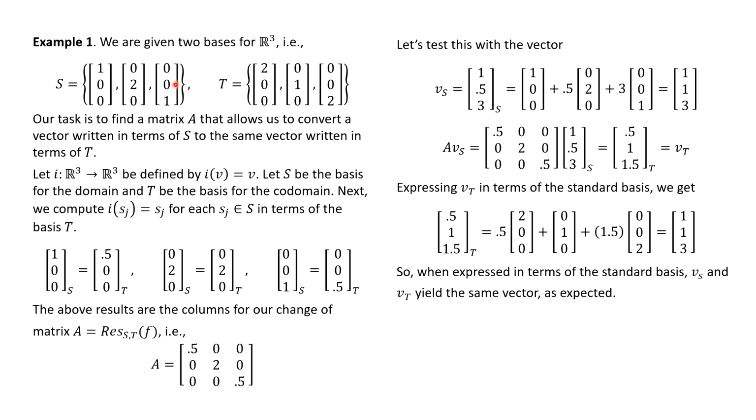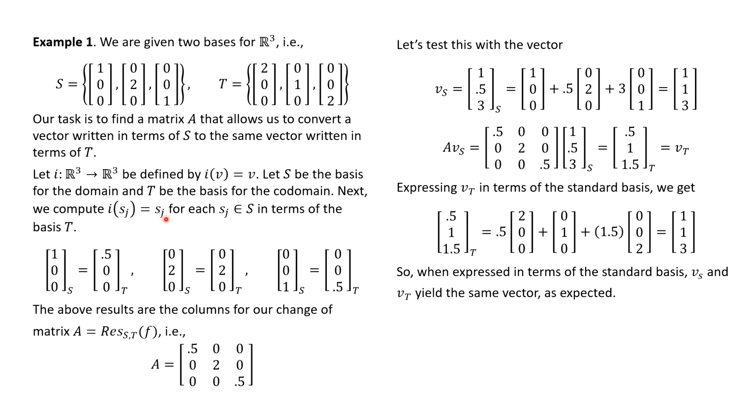Let's look at an example of our theorem from the previous slide. We're given two bases for R3, S and T. Our task is to find a matrix A that maps a vector represented in terms of S to a vector represented in terms of T, where the vector comes from R3. So we let I be a mapping from vector space R3 to itself, the identity mapping. Let S be the basis for the domain and T be the basis for the codomain.